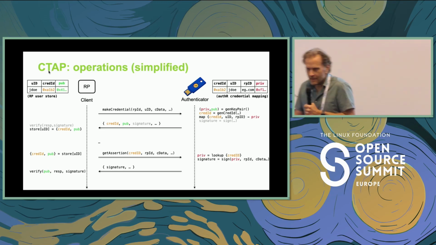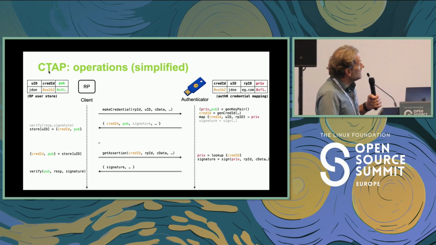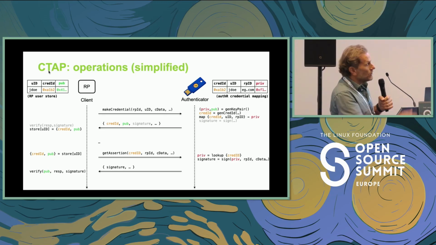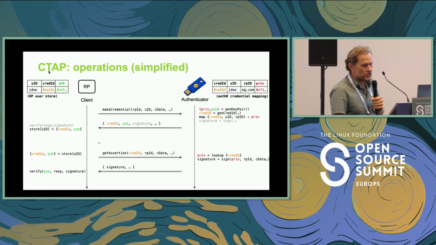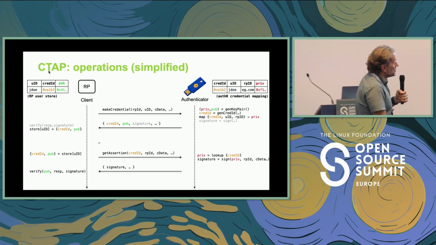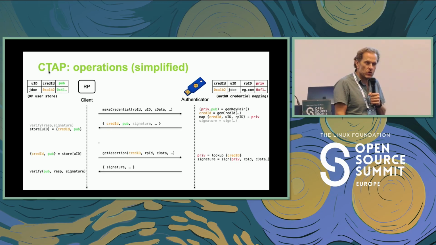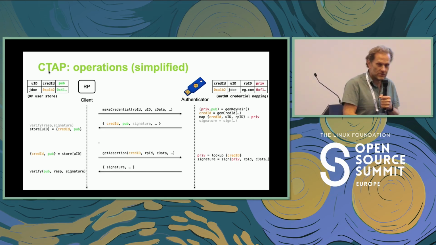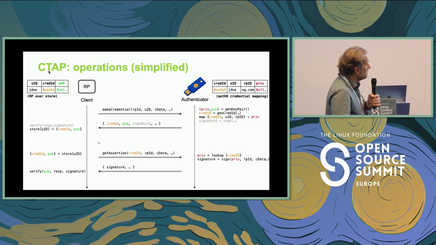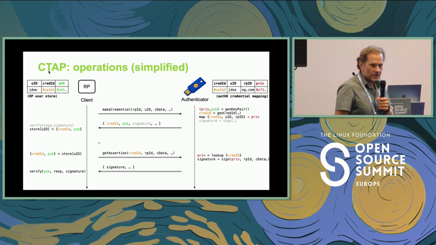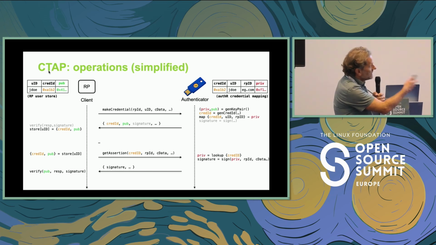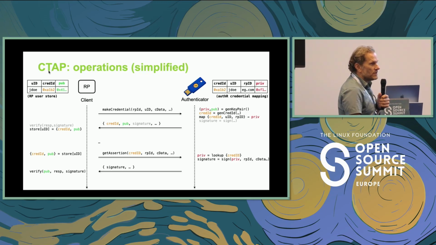I'm not going to go into too much detail, but this is about the flow of the CTAP messages exchanged between the client and an authenticator. There's actually only two operations. One is to create a credential, and the other is to use a credential. Create a credential just means generate a private key, and the other operation is get assertion, which simply means sign a challenge. So that is the information that is exchanged in the CTAP protocol.